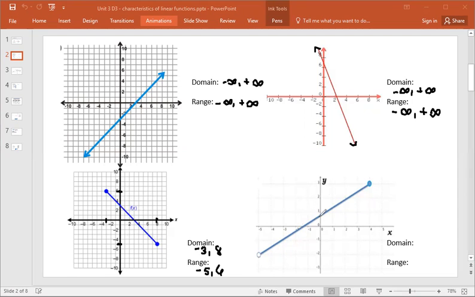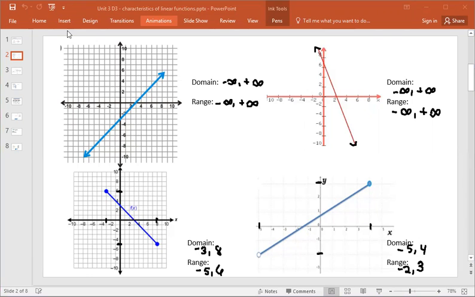I would like to know my domain, which are my x values. So that's from -5. We're going to drop it to the x-axis. Drop to the x-axis, that's 4. So -5 to 4. And then our range is on the y-axis, so we're going to drop each point to the y-axis. So my lowest was -2, and my highest up here was 3.